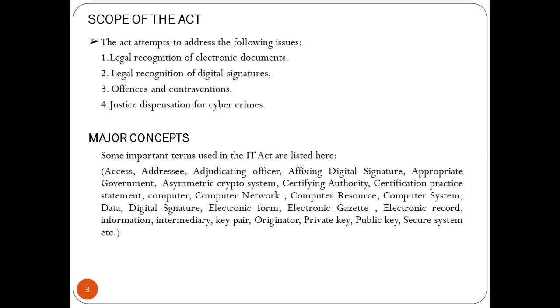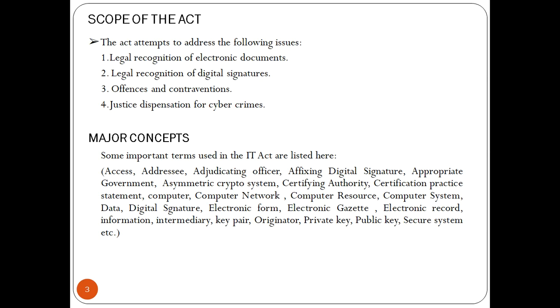Next, adjudicating officer means an officer appointed under section 46 by a government. And next, affixing digital signature means adoption of any methodology or procedure by a person for the purpose of authenticating an electronic record by means of digital signature. Next, appropriate government means any matter that is enumerated in the list second of the 7th schedule to the constitution or relating to any state law enacted under list 3 of the 7th schedule to the constitution, the state government, or in any other case the central government. So appropriate government may be either a central government or a state government.